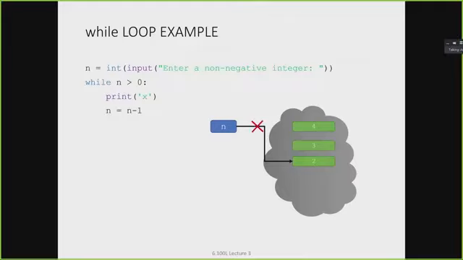Then, again, Python checks the condition. It says 2 is still greater than 0. So again, we print another x to the screen. And then we decrement n by 1. So we're binding n to 1. Again, Python checks the condition. Is 1 still greater than 0? Yes. So we print another x to the screen. So we've printed 4 x's now to the screen.